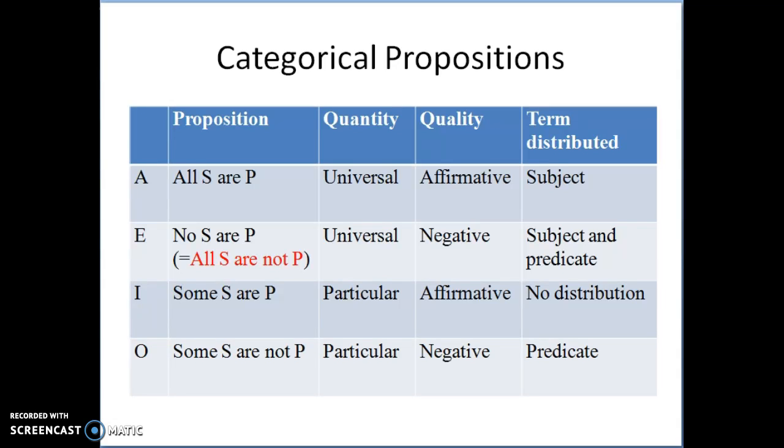Now, I personally find it easier to think of E-type propositions as having the form "All S are not P." That means exactly the same thing as "No S are P," which is the form that your book gives you. But when I think of it as "all S are not P," it makes it obvious to me that it's a universal proposition and a negative proposition.